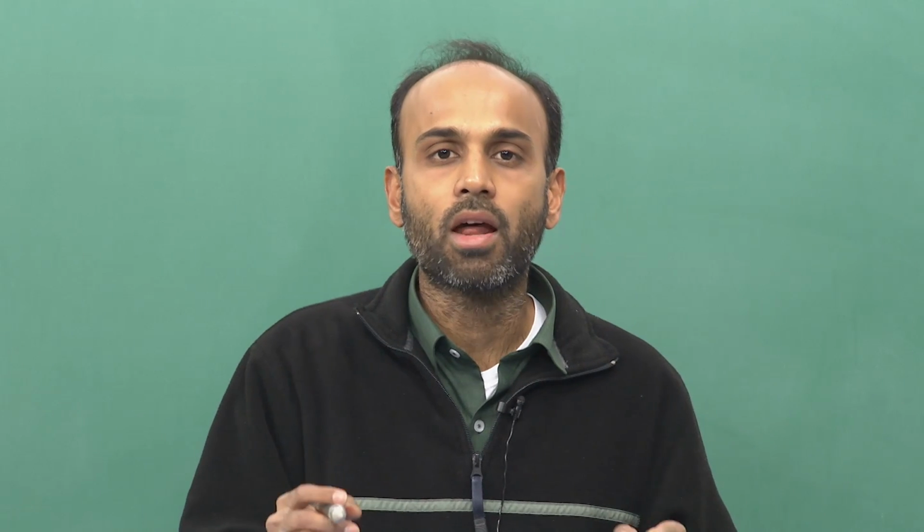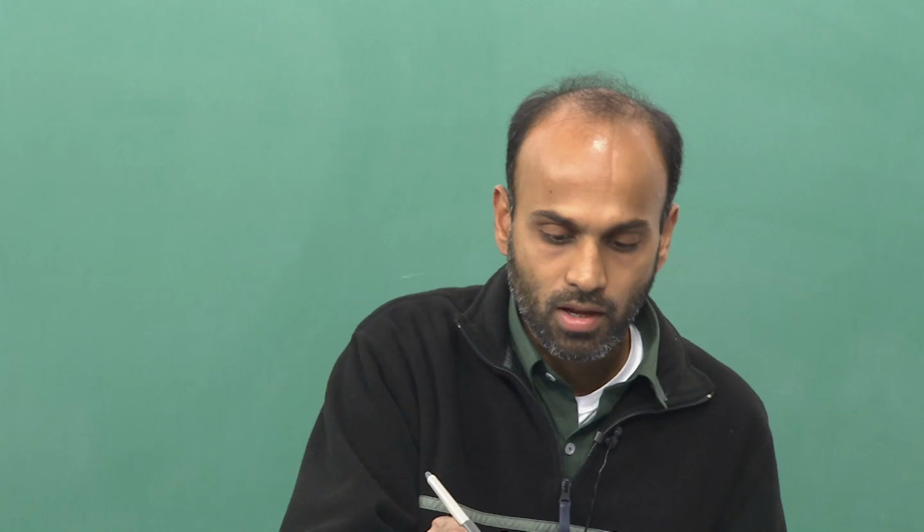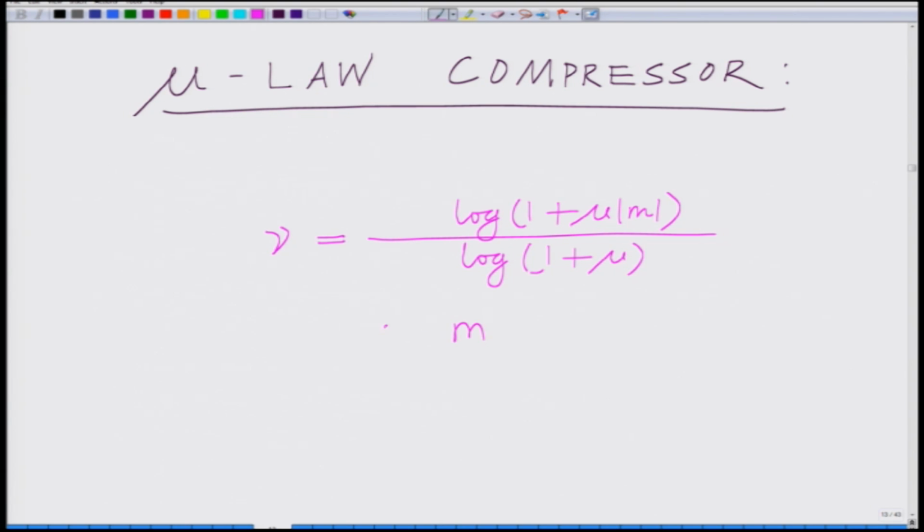So, this is a transformation, and the transformation for the mu law compander or the mu law compressor is given as nu equals log of 1 plus mu times mod m, divided by log of 1 plus mu, where m lies in the range 0 less than or equal to mod m less than or equal to 1.